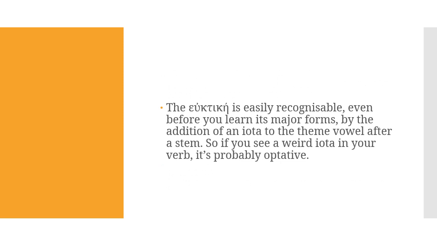The optative is easily recognizable, even before you learn its major forms, by the addition of an iota to the theme vowel after a stem. So anytime you see a weird iota in your verb, it's probably an optative. It's very easy to recognize the optative long before you begin to be comfortable with them.